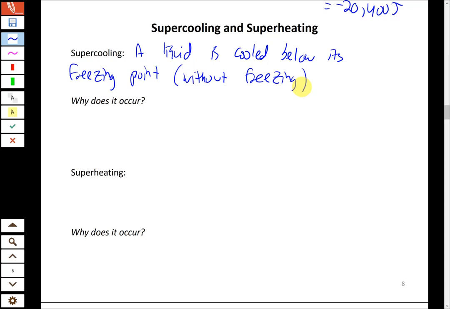Actually, I know someone pretty well who studies supercooling. So my twin brother studies insects, and he studies their ability to supercool the liquid inside of their bodies to prevent freezing. So it's actually relevant to some biology and physiology stuff too. But nonetheless, that's the definition we're going to take for it.